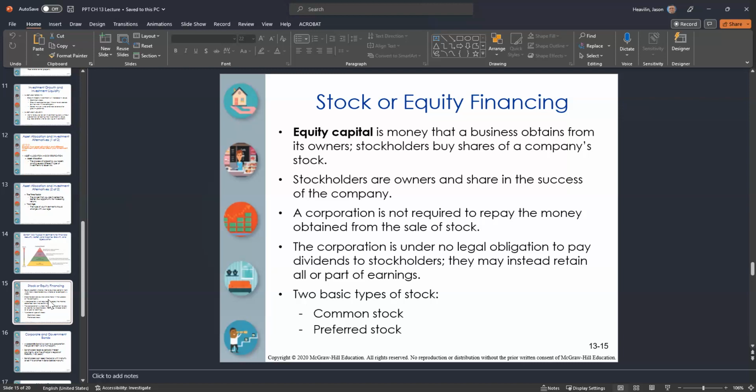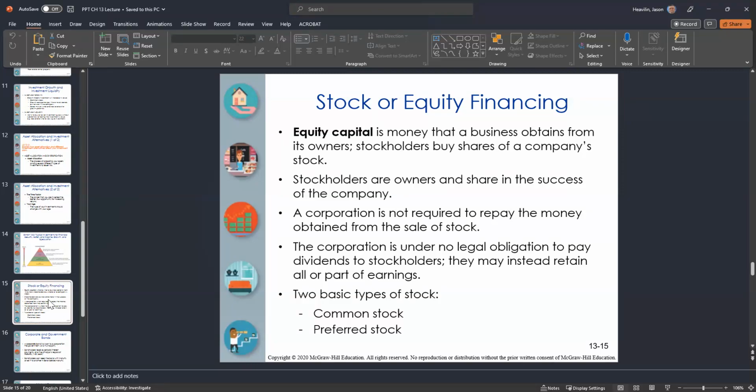There are many ways to do that, but when it's a corporation with shares, you buy shares. That's how you invest in the company. Stockholders are owners and share the success of the company. So you are ownership. It says that they share the success of the company, but you also share the risk and the losses. Understand that.